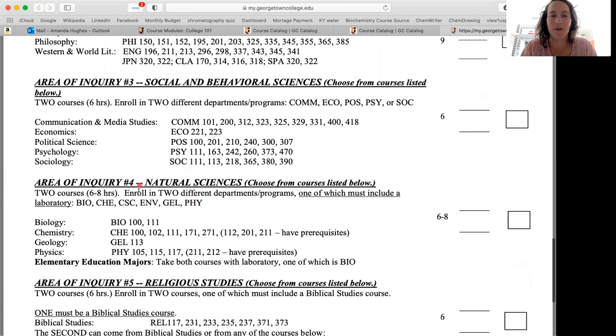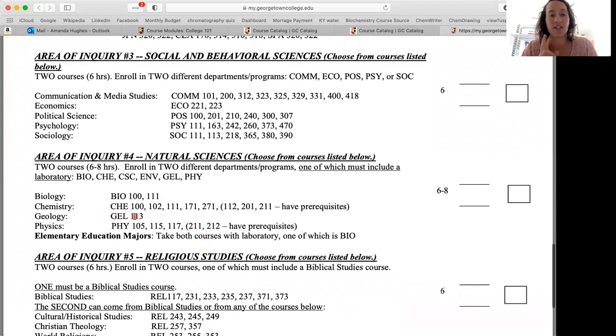All right, area of inquiry 4 is the natural sciences, one that I'm a part of. You have to take 2 courses in 2 different departments, and one of those courses must have a lab. All right, so you can take Biology 100 or 111. I think both of those courses have a lab. You could take Chemistry 100 or 111, which both of those courses have a lab. Chem 102 does not have a lab, and I teach Chem 100 and 102 online. 171, 271, all these up here, those actually should be taken off of the list. But next you can take Geology 113, or you can take Physics 105, 115, so on and so forth.